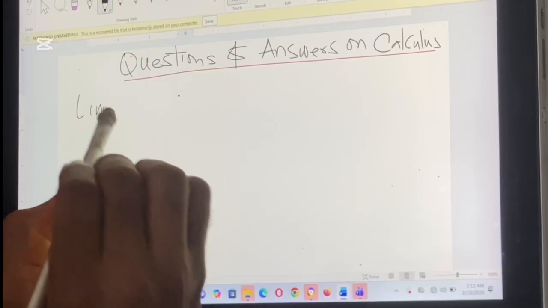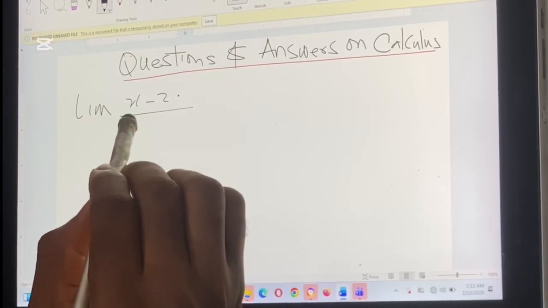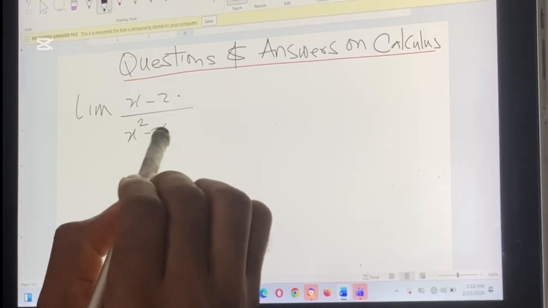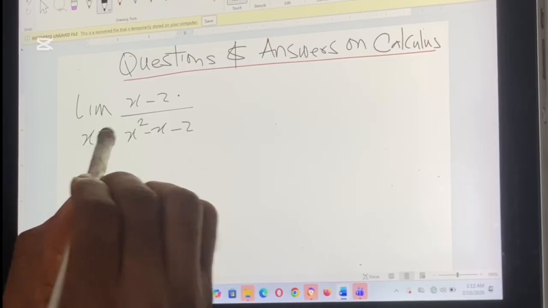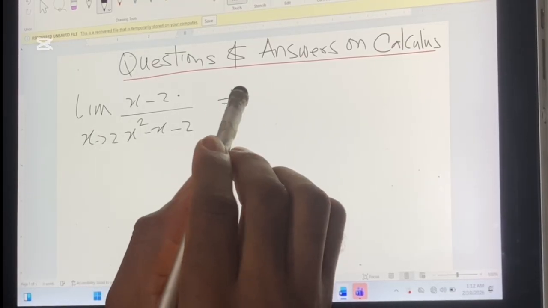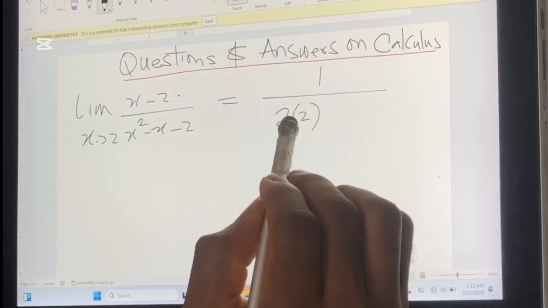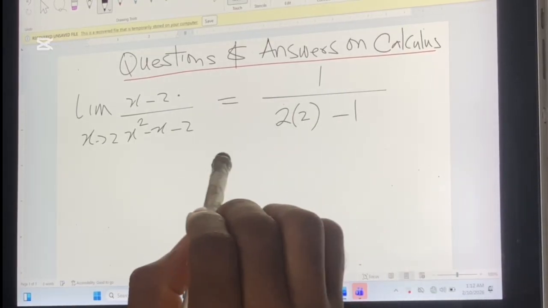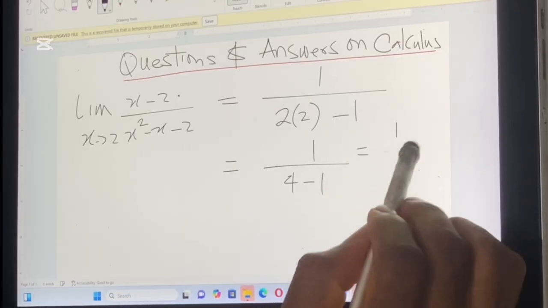Limit of s minus 2 over s squared minus s minus 2 as s tends to 2 will be equal to 1 over 2 into 2 minus 1. So this will be equal to 1 over 4 minus 1, which will give us 1 over 3.